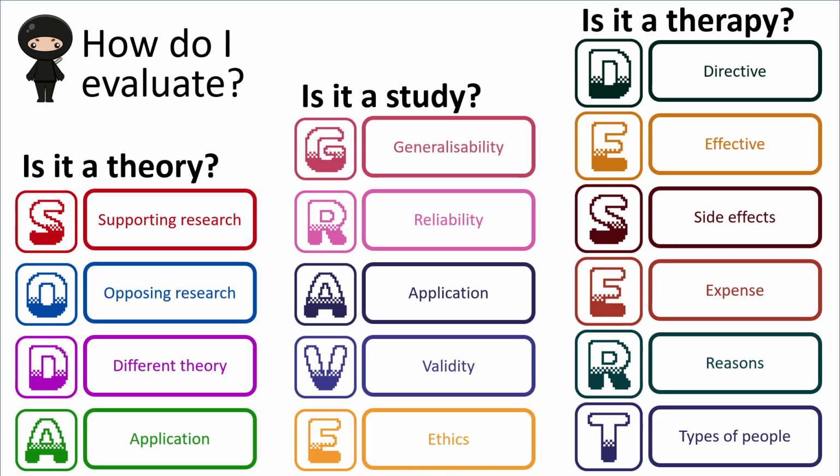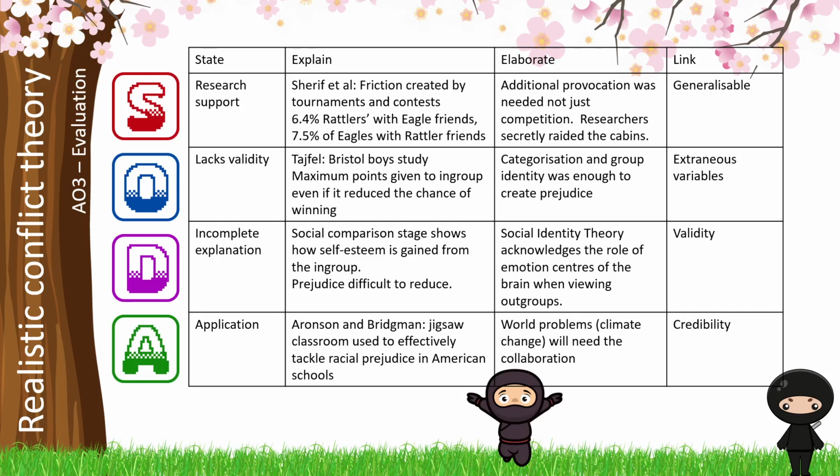Well, this is a theory, and so we're using SODA as our basis and as our acronym for success. Okay, so when we're mapping out SODA, we're wanting to talk about supporting research, opposing research, a different theory, and application. When we're talking about different theories, especially when we're talking about theories, we want to be making sure that we're saying, yes, it is an incomplete explanation, but why the alternative explanation is better.